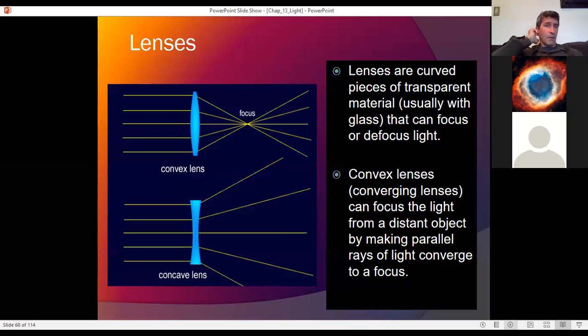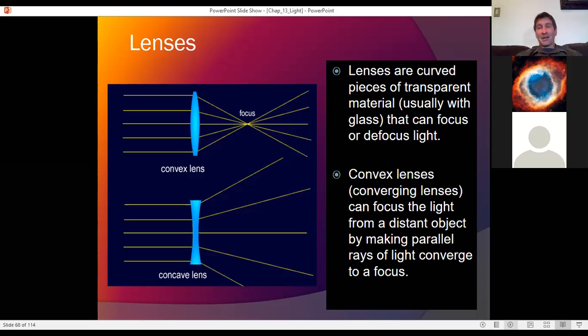Lenses, of course, are important for focusing images. Instead of using a curved surface to reflect the light, here we use a curved surface to bend the light. The way it works is, convex lenses can focus rays to a point just like the concave mirror. Concave lenses diverge the light, okay? So a convex lens acts like our concave mirror.